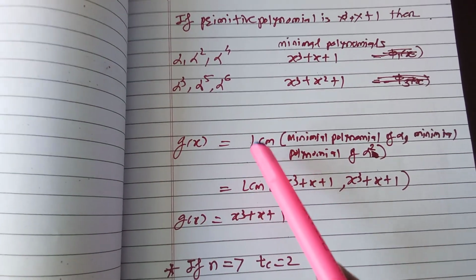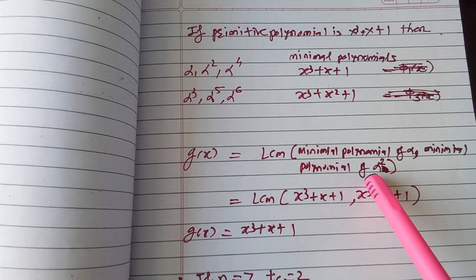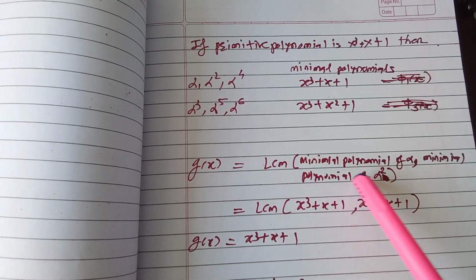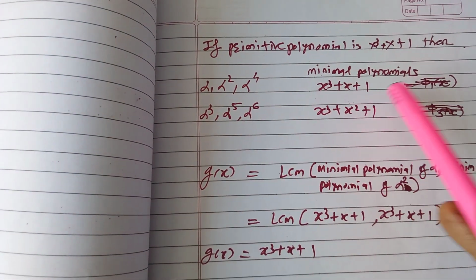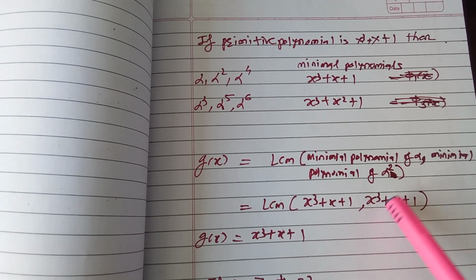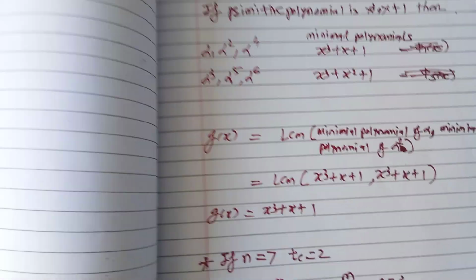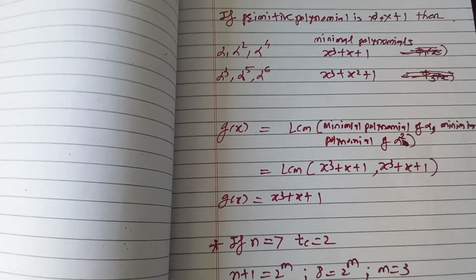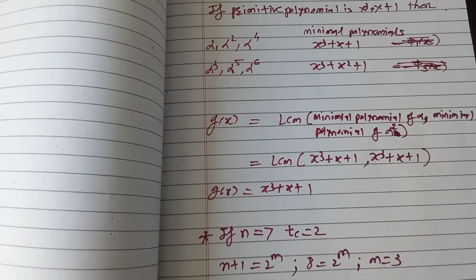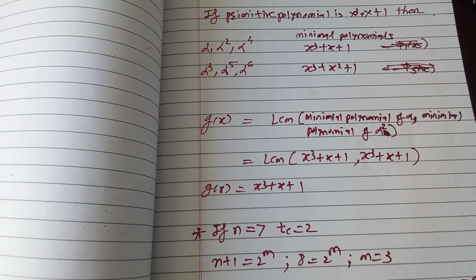So what is our g(x)? g(x) is the LCM of the minimal polynomial of alpha and the minimal polynomial of alpha square. Now what is the minimal polynomial of alpha? That is x cube plus x plus 1. What is the minimal polynomial of alpha square? x cube plus x plus 1. That's why you have to take the LCM. So the LCM of x cube plus x plus 1 comma x cube plus x plus 1 is x cube plus x plus 1. So that is your g(x). This is a must: you should be perfect in Galois field, root finding, minimal polynomials and conjugates.